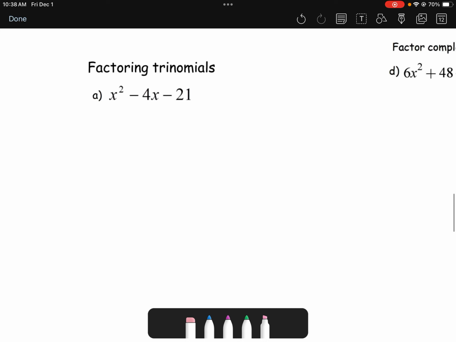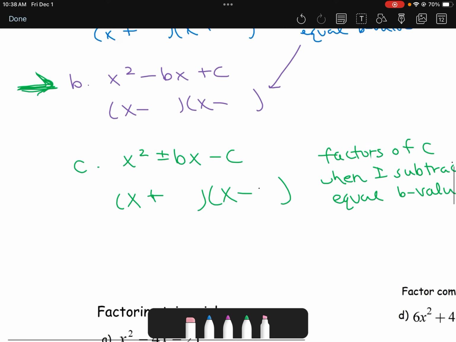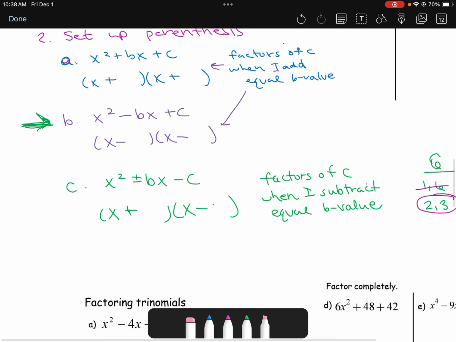Okay, let's go to some more examples. So now I'm looking at x squared minus 4x minus 21. Looking at that C value, well, that C value is negative. Going up here, we only have one of them where our C value is negative.